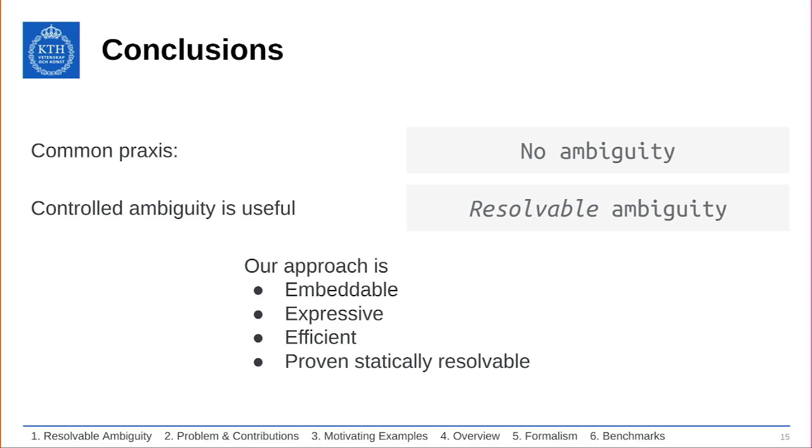Isabelle has an interesting approach to handling ambiguous parses where they take all the parses and type check them. And if only one of them type checks, then that's the resolution. Could you incorporate that sort of thing into your notion of resolvable ambiguity or controlled ambiguity?